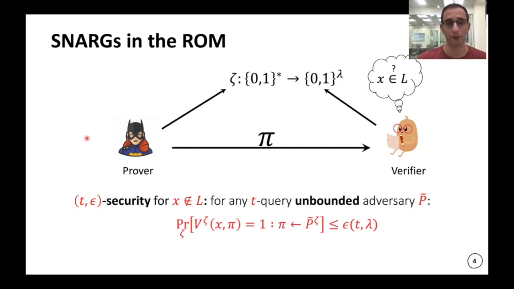And the soundness is as follows. We're going to say that the scheme has T epsilon security, so it has two parameters, T and epsilon, for instances not in the language, if for any T query unbounded adversary P, so the adversary has unbounded computational power but is bounded to at most T queries to this random oracle, the probability over the random oracle that this prover outputs pi that makes the verifier accept the proof, and notice that the verifier has access to the same random oracle, is at most epsilon, where epsilon is a function of T and lambda. So T epsilon security means that if you perform at most T queries, you can convince the verifier of a false statement with probability at most epsilon.